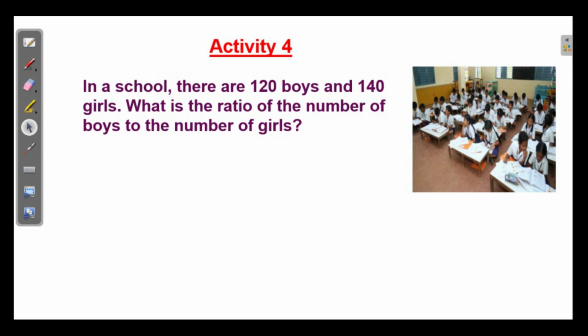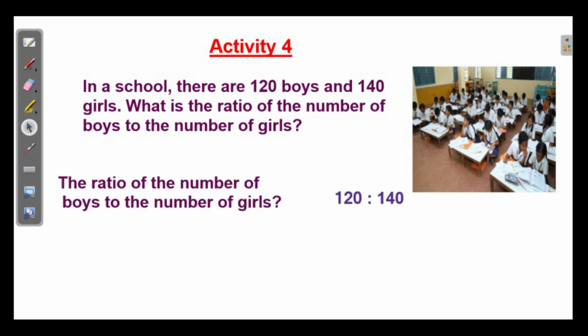In a school there are 120 boys and 140 girls. What is the ratio of the number of boys to the number of girls? The ratio of the number of boys to the number of girls. 120 is to 140. We can just write so. We have to write it in the lowest terms. It is 6 by 7. 6 is to 7.